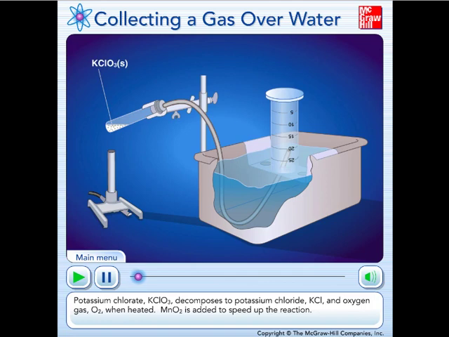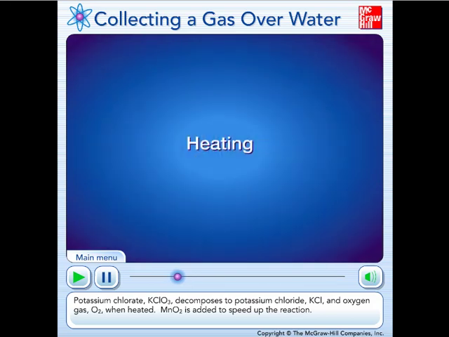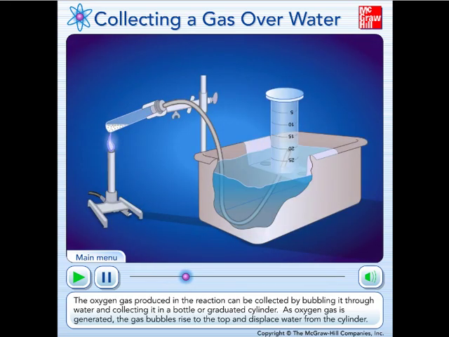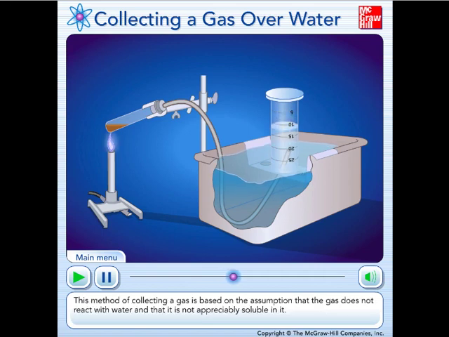Potassium chlorate, KClO3, decomposes to potassium chloride, KCl, and oxygen gas, O2, when heated. Manganese 4 oxide, MnO2, is added to speed up the reaction. The oxygen gas produced in the reaction can be collected by bubbling it through water and collecting it in a bottle or graduated cylinder. As oxygen gas is generated, the gas bubbles rise to the top and displace water from the cylinder. This method of collecting a gas is based on the assumptions that the gas does not react with water and that it is not appreciably soluble in it.